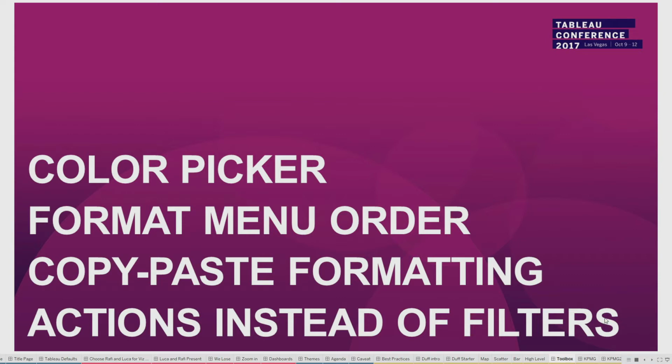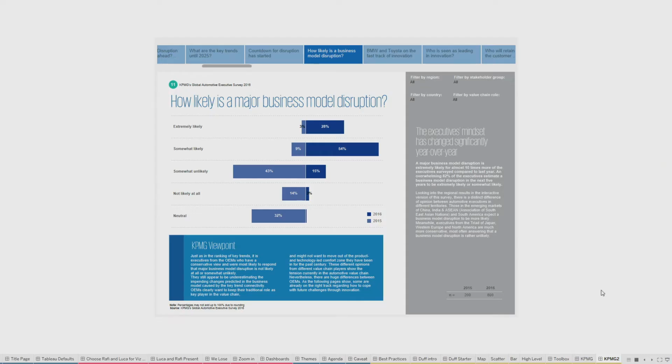So the first one that I have is a story that is put out by KPMG. Every year they do an automotive survey, and they used to distribute this in PDF, just giving people PDFs to read. And they now distribute it as a Tableau story on Tableau Public. So you can all go and look at this later.